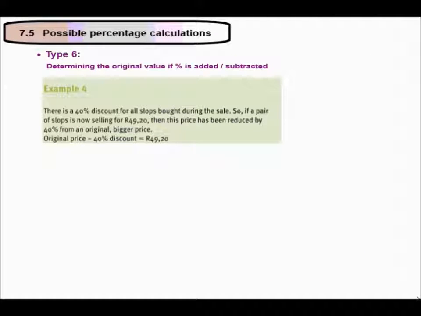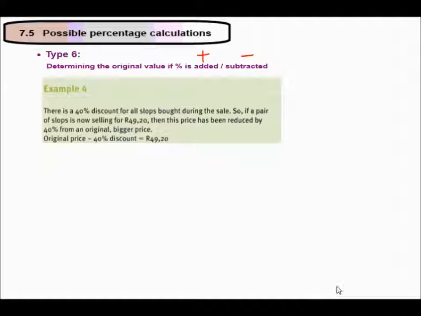Let's look at example 4, and this is an example of type 6 when you have to determine the original value if there has been a percentage added or subtracted. So this is increased and that will be decreased. The example that's in your book says there's a 40% discount for all the slops bought during the sale. So if a pair of slops is now selling at 49 Rand 20, then this price has been reduced by 40% from an original bigger price. So therefore, the original price minus the 40% discount will give you 49 Rand 20.